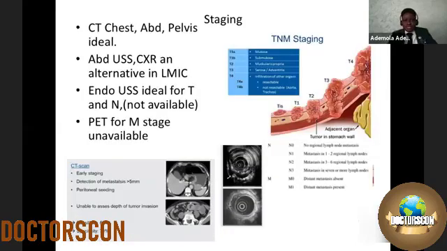Now, again, quickly to staging. We know that the ideal is to do a CT chest, abdomen, and pelvis, but this is far out of reach of many people in resource-poor scenarios. And many people make do with ultrasound scan and a chest X-ray. Of course, we don't have ready access to endoscopic ultrasound, even though that's the ideal modality for staging the T and the N status of the tumor.